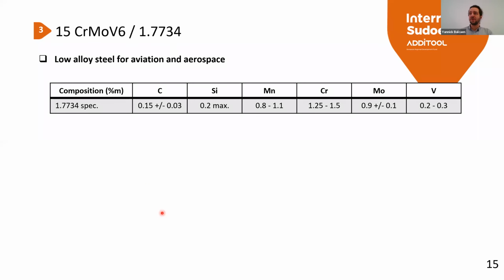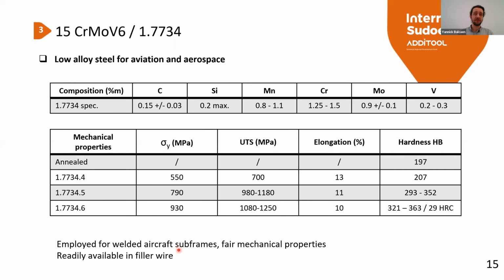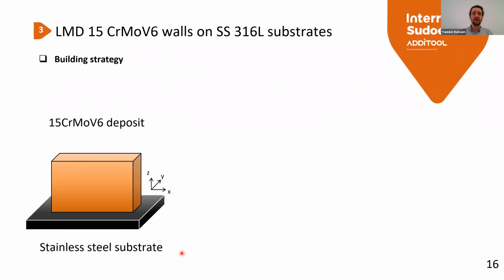It's a very useful alloy in aviation and aerospace. It has 1.5% of chromium and 1% of molybdenum. This alloy has fair mechanical properties and is also sensitive to heat treatments, so we can modify its properties. Quite interesting. And its last advantage is that it's employed in aircraft subframes that are welded and is available in filler wires.